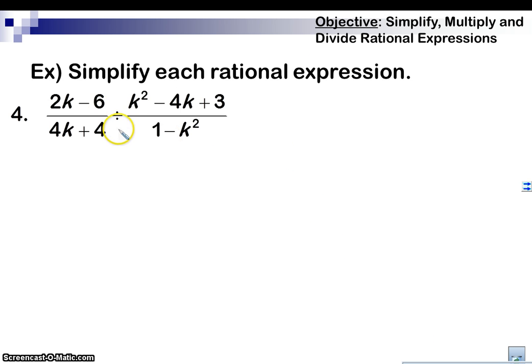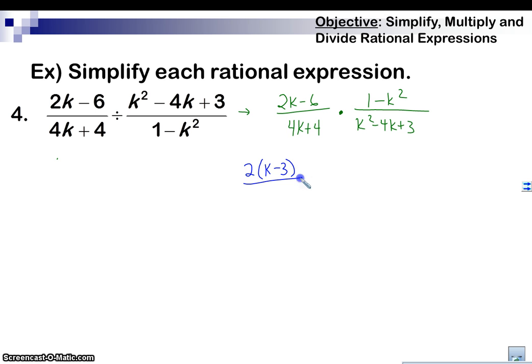This is division now. Now, division is the same as multiplication, except whenever I'm dividing a fraction, I'm going to multiply by the reciprocal. So I'm going to have 2k minus 6 over 4k plus 4 times 1 minus k squared over k squared minus 4k plus 3. Because I'm dividing a fraction, I'm multiplying by the reciprocal. All right, so now I'm going to do all the factoring here. I'm going to factor a common factor out of that one. So 2k minus 3 over 4k plus 1.